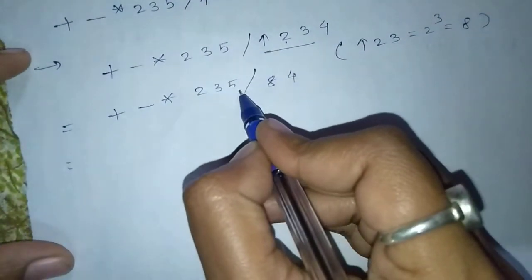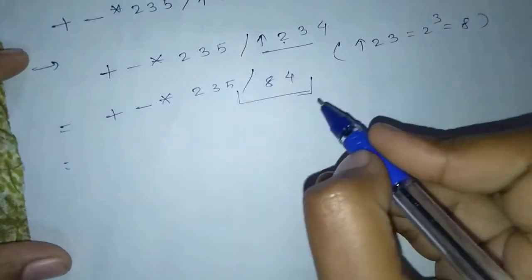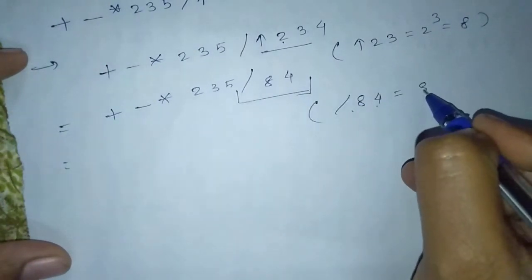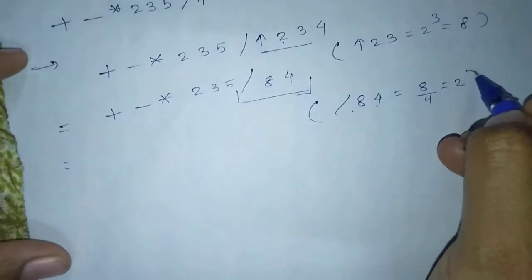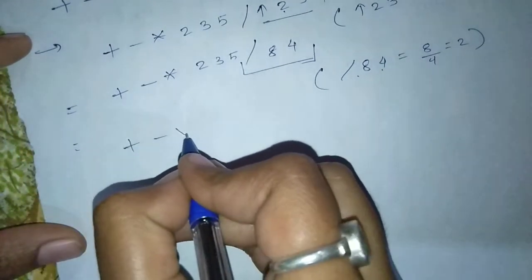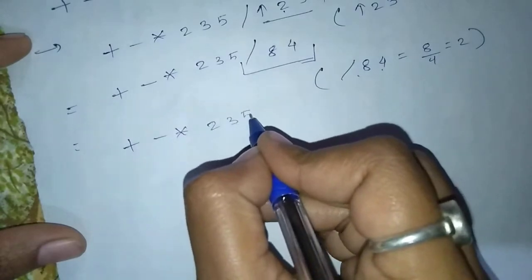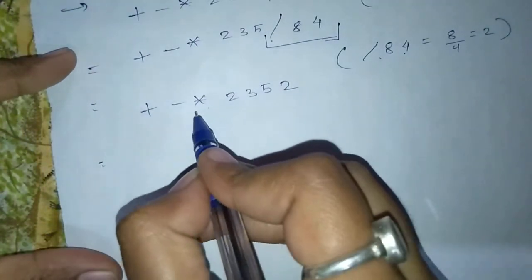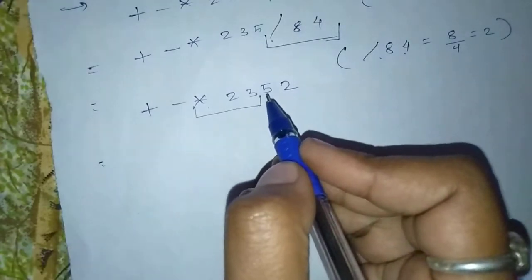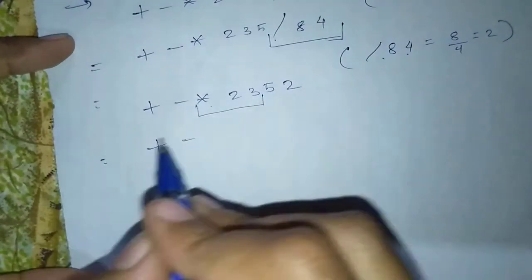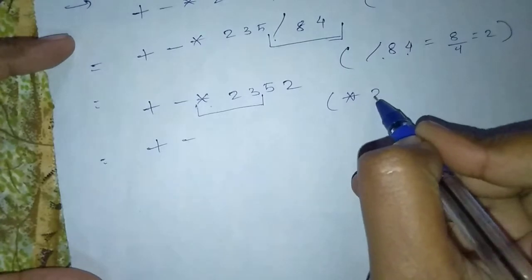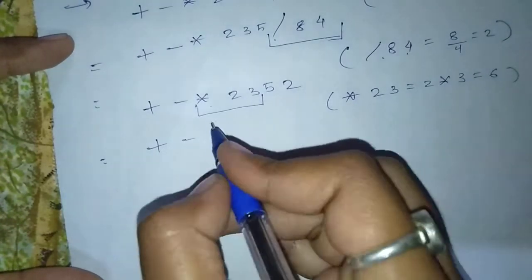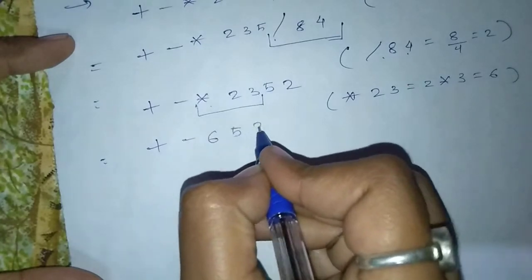Now next division for these two numbers. So for division, 8, 4 is nothing but 8 by 4 is equal to 2. So addition, subtraction, multiplication, 2, 3, 5, and write 2 for this. Now take multiplication for these two numbers. So addition, subtraction as it is. For star 2, 3 is nothing but 2 into 3 is equal to 6. So write 6 here, 5, 2.